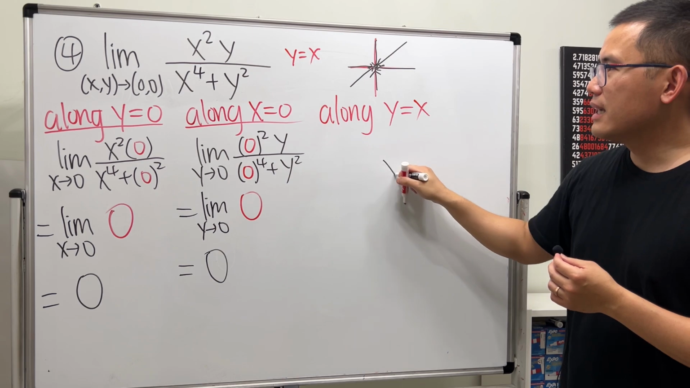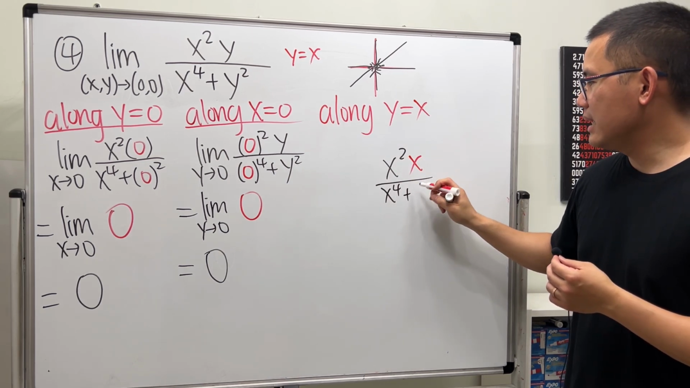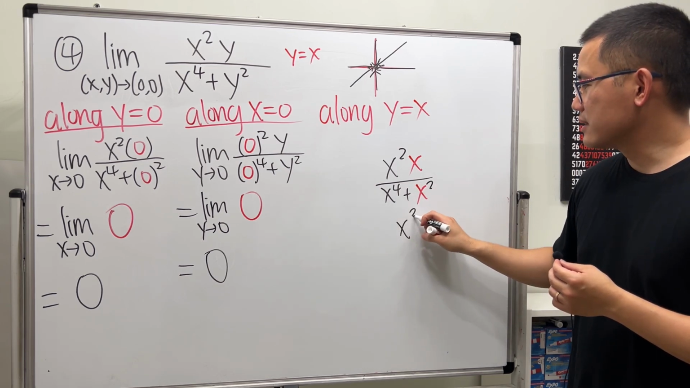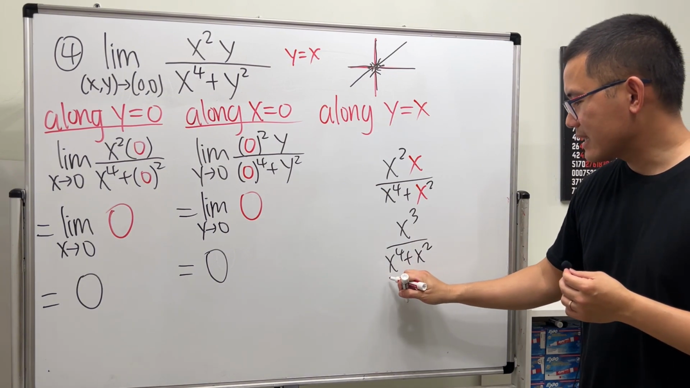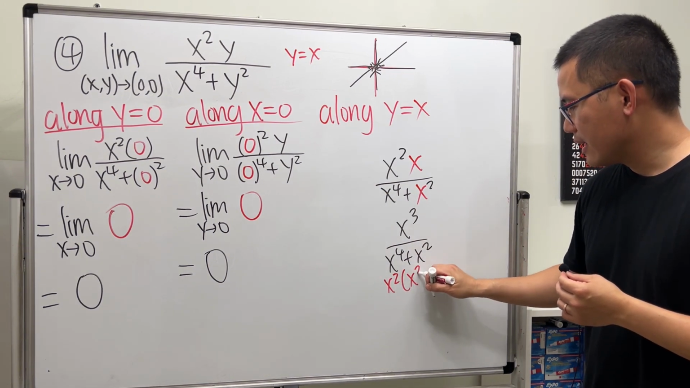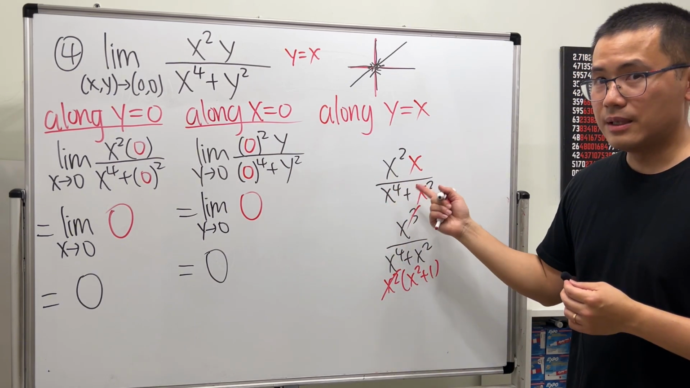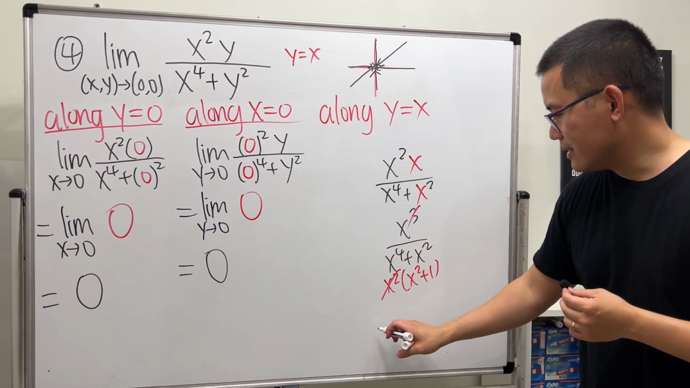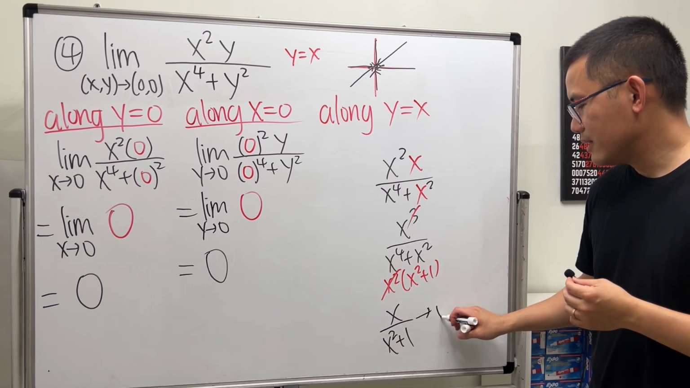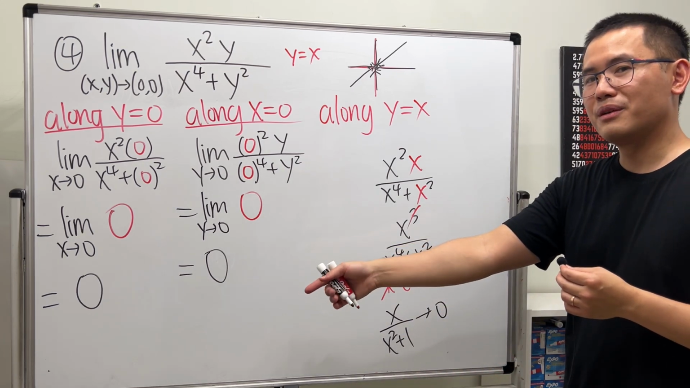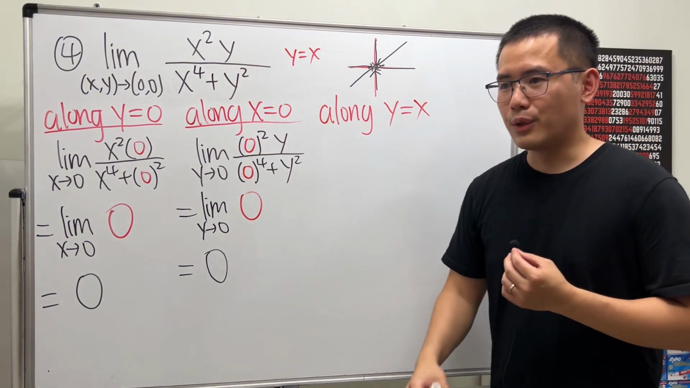So that will give us x to the second times x over x to the fourth plus x to the second. So we get x to the third over x to the fourth plus x squared. We can factor x squared on the bottom, and then we can cancel. And then remember here, we have x approaching 0. So this is x over x squared plus 1. As x approaches 0, this goes to 0. So it's the same thing. So don't do this.